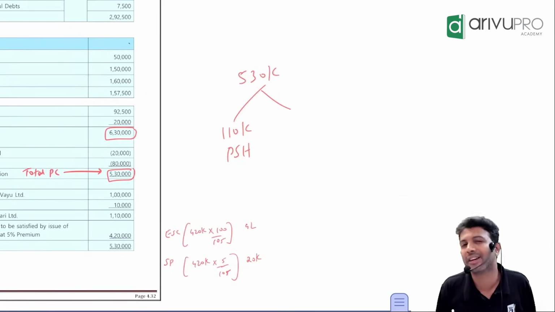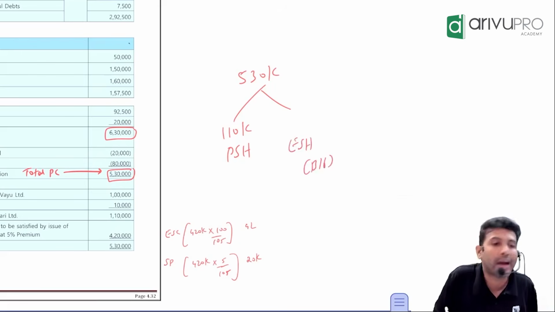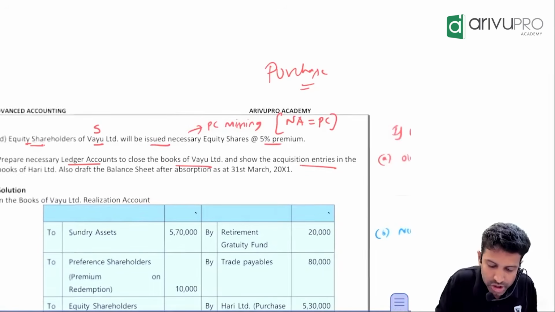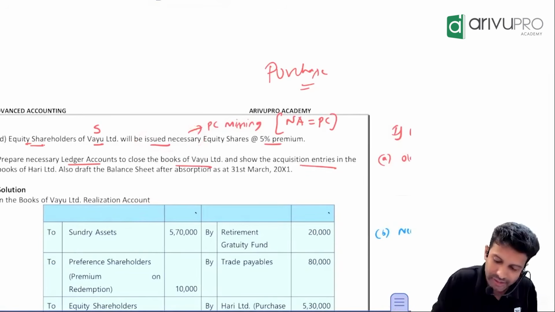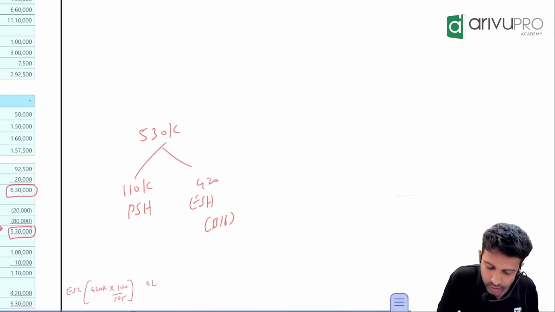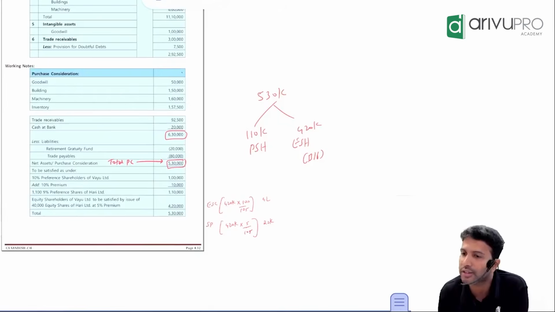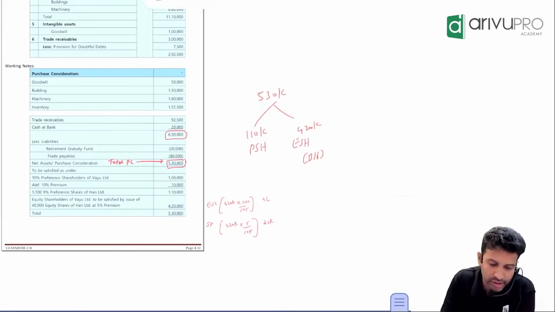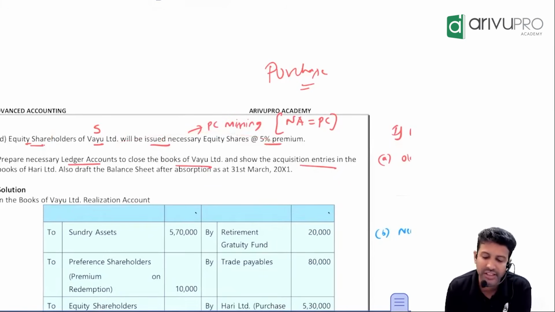The balance remaining will be taken by the risk bearers, which is the calculated or balancing figure, as the question says necessary. Necessary means whatever is remaining. How much is that? 4,20,000. That 4,20,000 will be given to equity shareholders as PC. But did you settle this 4,20,000 by cash, or did the question say shares? Equity shareholders of selling company Vayu will be issued necessary equity shares at 5% premium. There's some significance for this, which I'll tell you also.